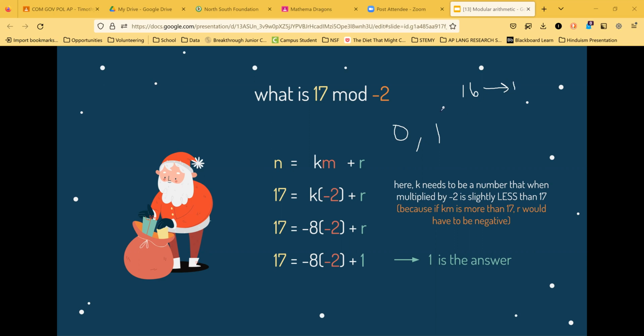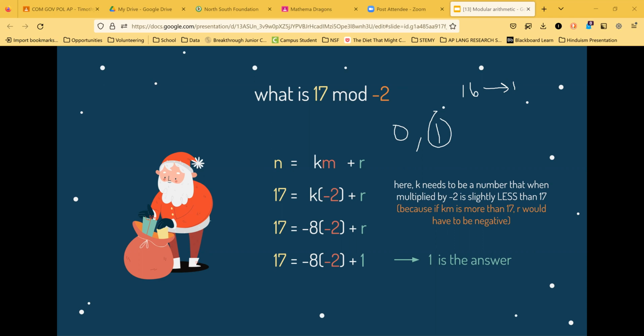And that number is between 0 and the absolute value, or whatever -2 would be without the sign, right? So the absolute value of -2. So it's between those two values of 0 and the absolute value of -2. So that means that 1 is the answer.